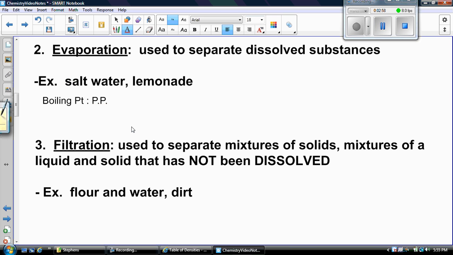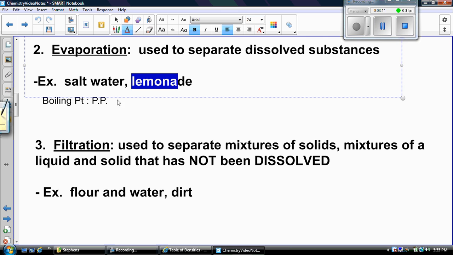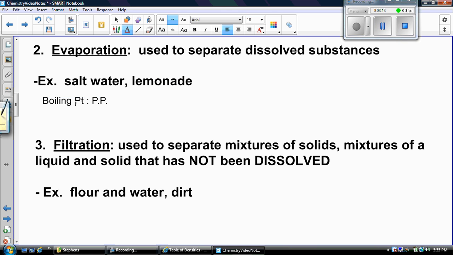So that's our physical property. Okay, so evaporation is only used to separate mostly solutions where there's been dissolving. Lemonade, sugar, and water, you can heat up the water, evaporate, leave behind the sugar. Because salt and sugar have different boiling points than water, that's why we can separate them. So that's why boiling point's a very important physical property to use.